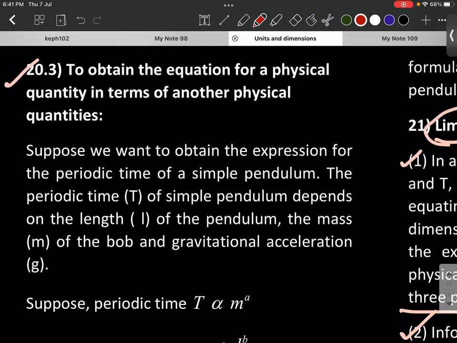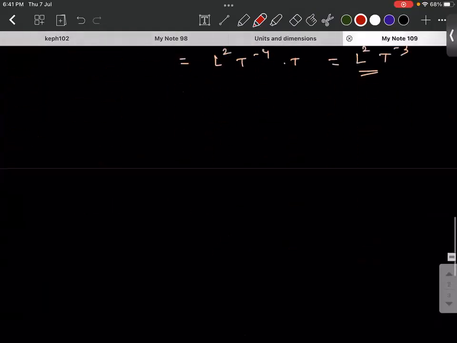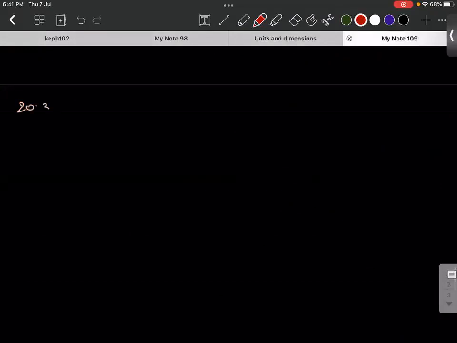To obtain the equation for a physical quantity in terms of other physical quantities. Okay. I'll call it 20.3, the 20th topic according to our book. Okay, 20.3. I'm giving you a question like this.